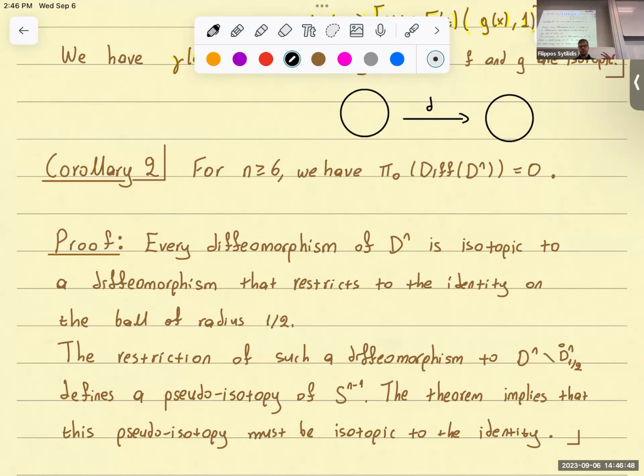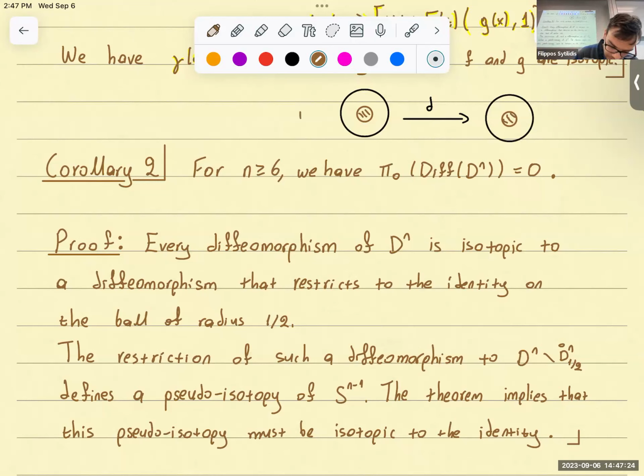I want to do basically 2 things. The first thing, which I'm just going to say, and hopefully you're all going to be convinced, is that if this is the disk of radius 1, I can maybe look inside it to a smaller disk of radius 0.5. And there's going to be an isotopy that's going to take my diffeomorphism and turn it into a diffeomorphism that actually is the identity on the smaller disk. I can always do that.